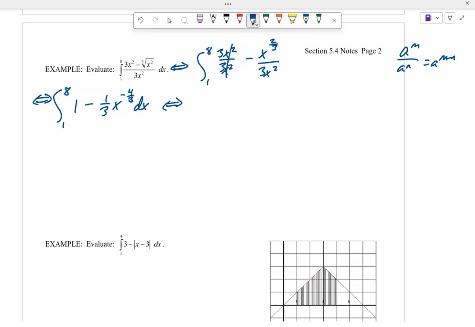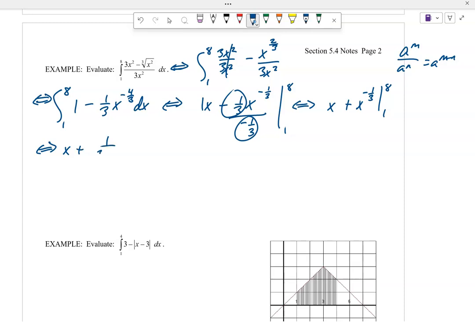Okay. And now I'm going to run my integral. The integral of 1 is x, minus 1/3 x to the -4/3 plus 1. So negative 4/3 plus 3/3 is negative 1/3, all over negative 1/3, or times negative 3, however you want to think about that, from 1 to 8. And so we've got x plus x to the negative 1/3. The negative 1/3 over negative 1/3 is positive 1, from 1 to 8. Or if you want to write that, x plus 1 over the 3rd root of x, from 1 to 8.